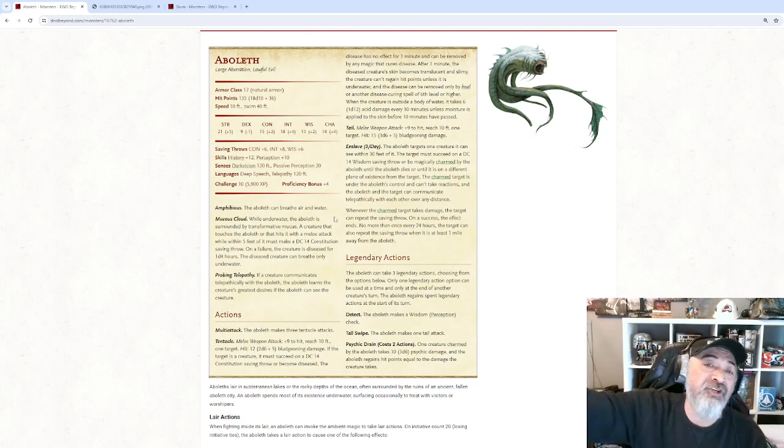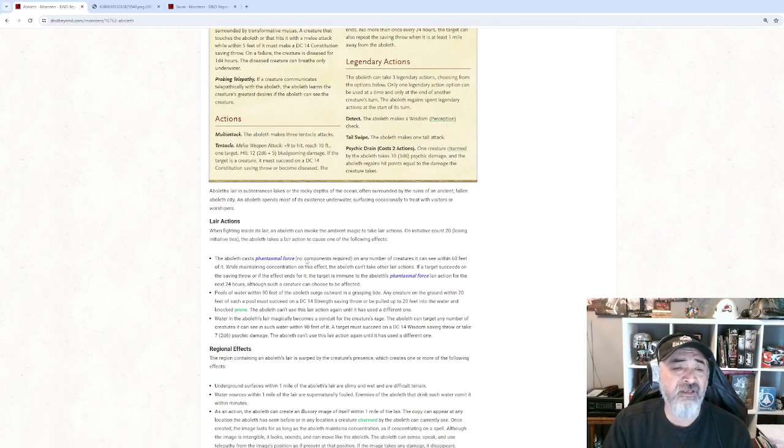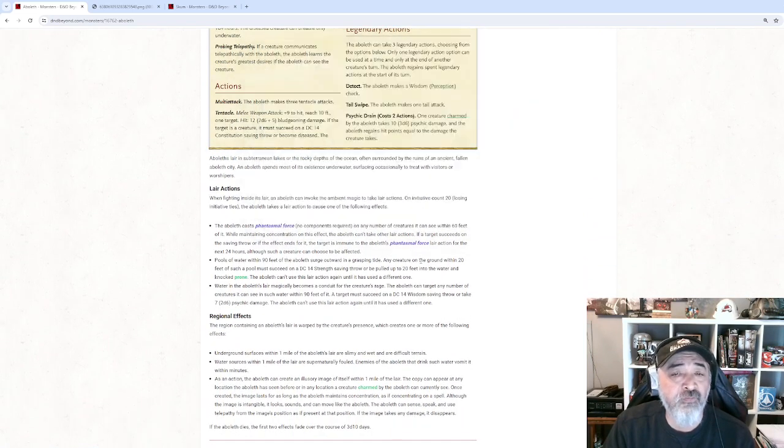And we also lost Chuck with the enslavability, who went swimming off down the tunnel after the Aboleth. Okay. And then you have the lair abilities, casting a phantasmal force on any number of creatures within 60 feet of it. Pools of water within 90 feet of the Aboleth surge in a grasping tide, so all of a sudden he can use the water.